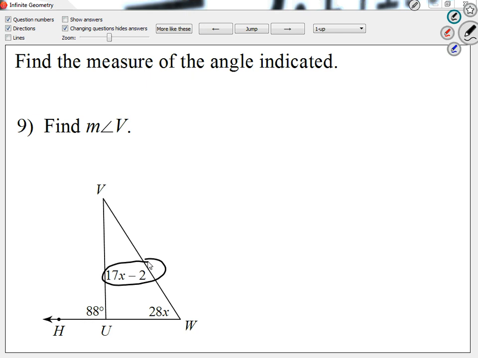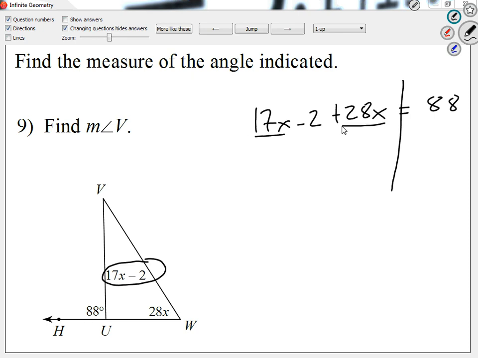The way we're going to solve for x, I'm going to add the two interior angles. I'm going to go 17x minus 2 plus 28x is equal to 88. Let me simplify the left. How much is 17x plus 28x? 45x, okay. 45x minus 2 is equal to 88. We just simplified the left.